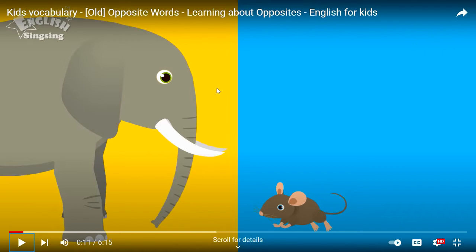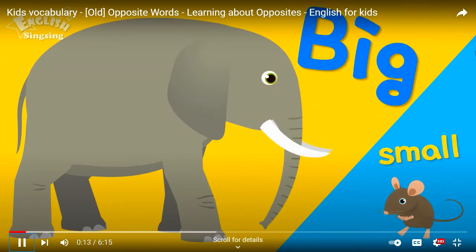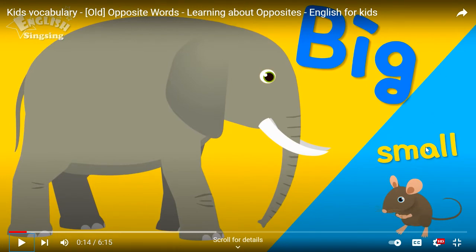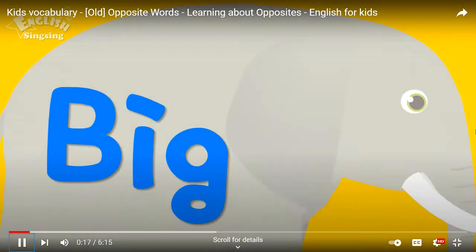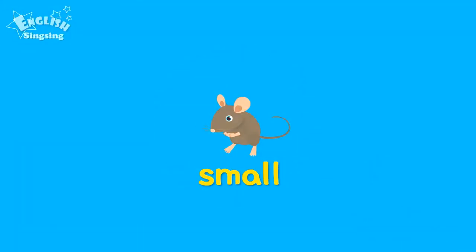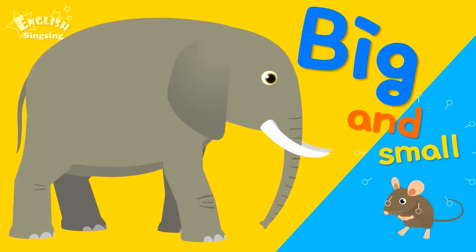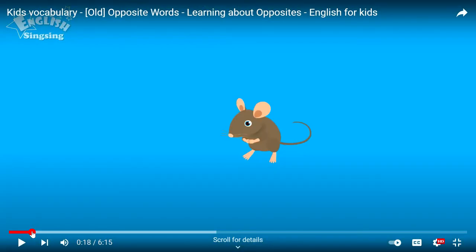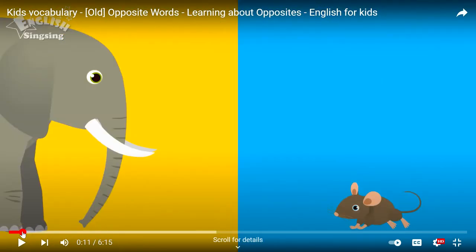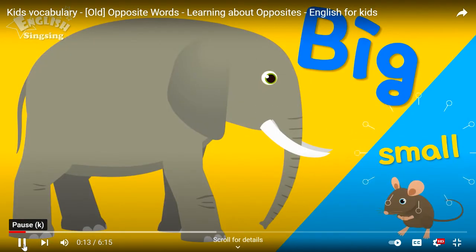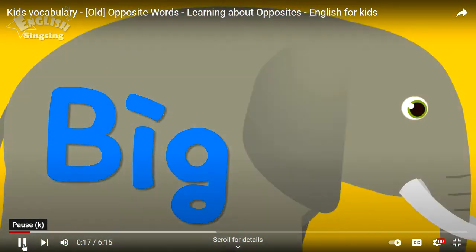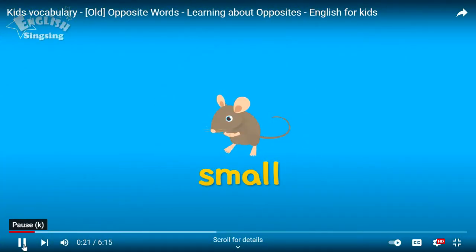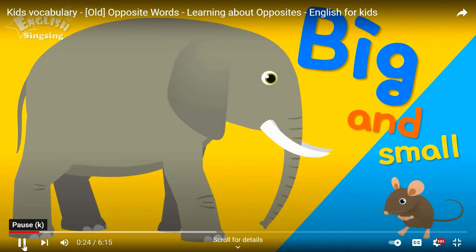Okay, everyone say it after me. Big, small, big, small. Good. Okay, let's watch this. Big, small. Okay, again. Big, small. Big, big elephant. Small, small mouse. Big and small. Okay, one more time. Let's practice the big and small. Big, small. Big, big elephant. Small, small mouse. Big and small.